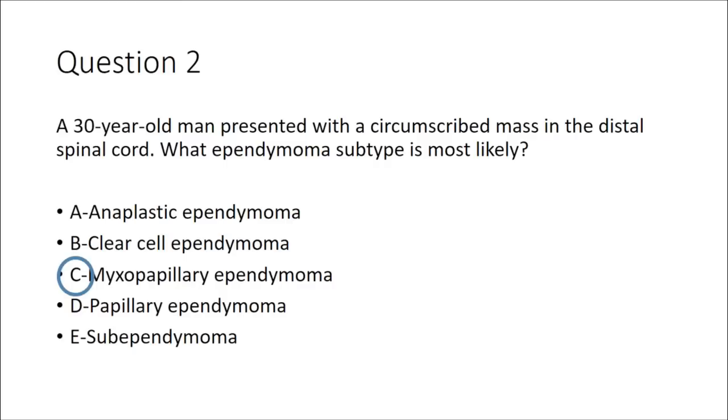Many times they don't tell you that they're in the distal spinal cord. Sometimes they tell you that they're at the L1 or L2 level. Occasionally this can be also associated with a nerve root. But as long as you recognize that this is really in the distal cord, sometimes it doesn't have to be in the spinal cord proper. It's actually more associated with the filum and nerve roots. That is the location where you're going to encounter these myxopapillary ependymomas.